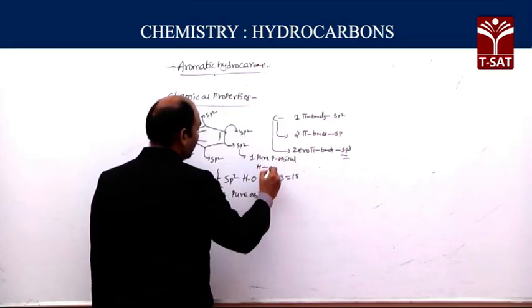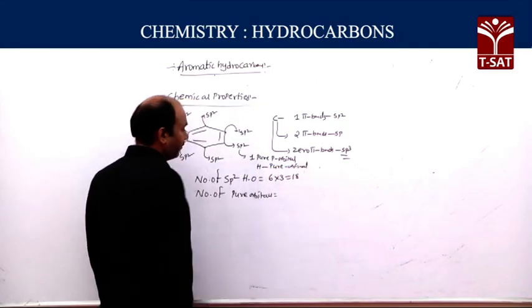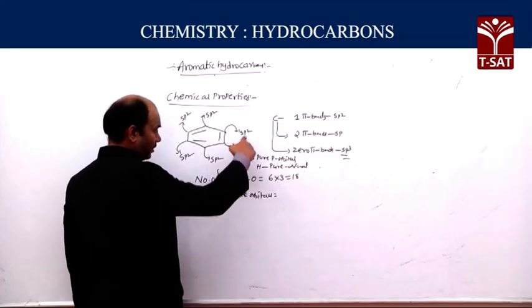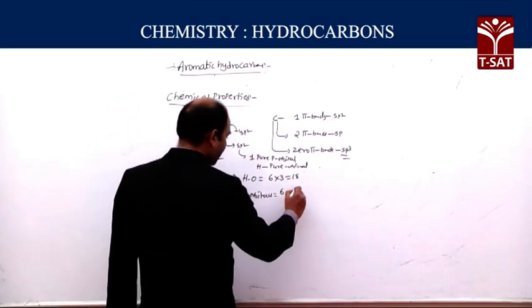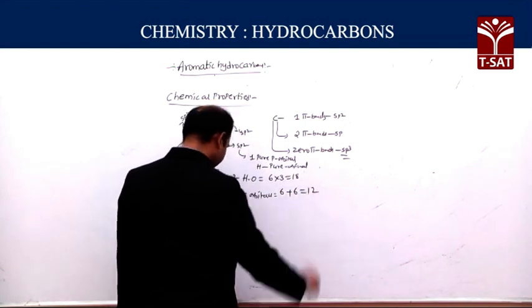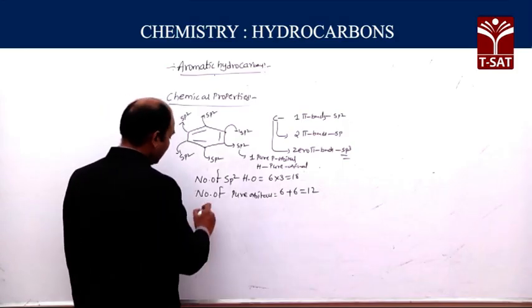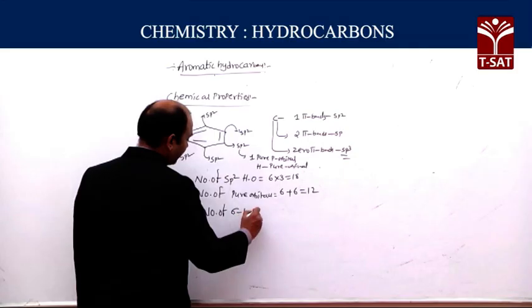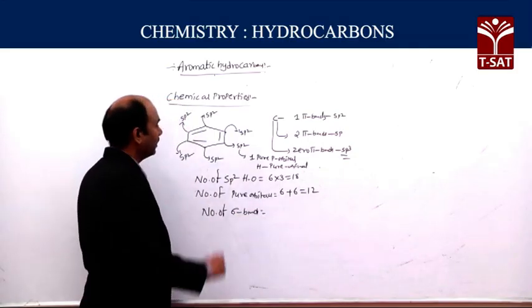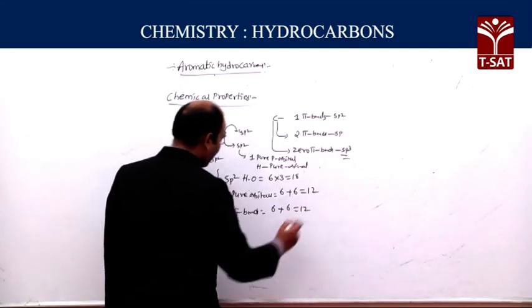And hydrogen is also a pure orbital, that means it has an s orbital. Here there are 6 sp2 hybrid orbitals from each carbon and 6 hydrogens. In total, there are 18 sp2 hybrid orbitals and 12 pure orbitals. Next, the number of sigma bonds: here 6 hydrogens, 6 plus 6, that is 12 sigma bonds.